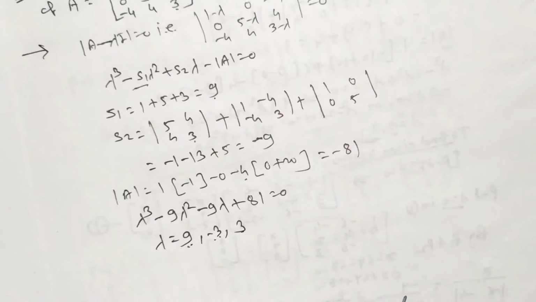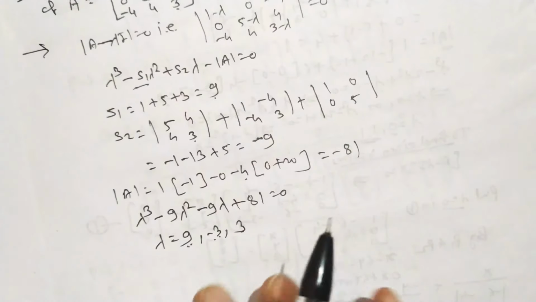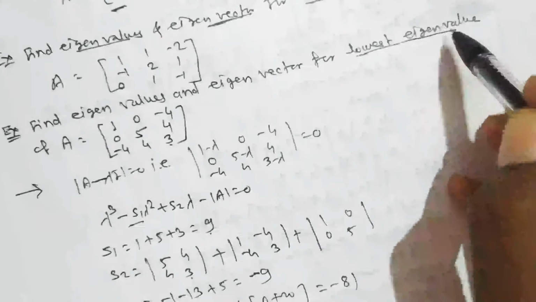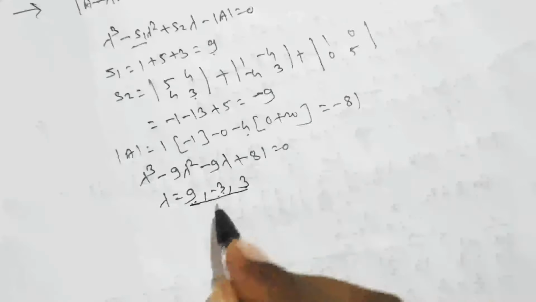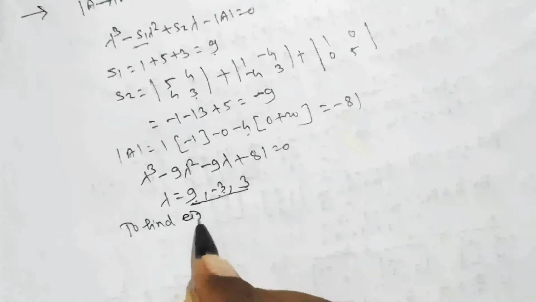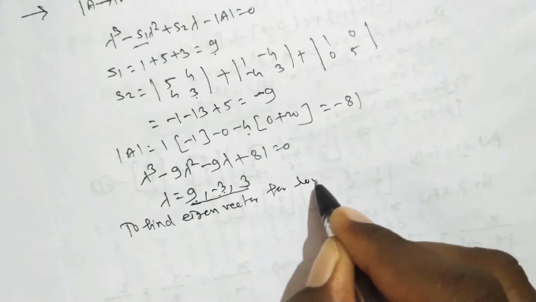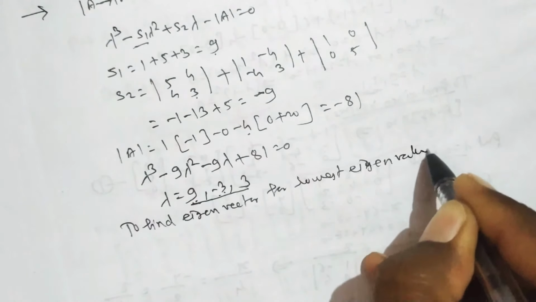Now what is our question? Here we got 3 eigenvalues of the given matrix, but we have to find only one eigenvector, because the question says to find the eigenvector for the lowest eigenvalue. Out of these 3 eigenvalues, which one is lowest? That is minus 3. So we have to find the eigenvector for the lowest eigenvalue, and that lowest eigenvalue is lambda equal to minus 3.